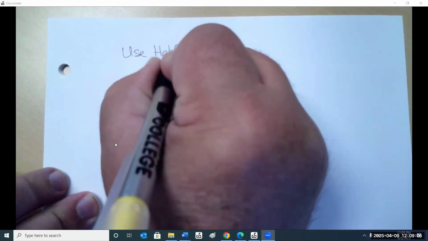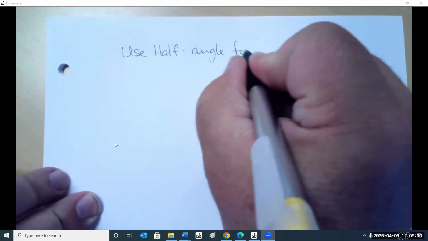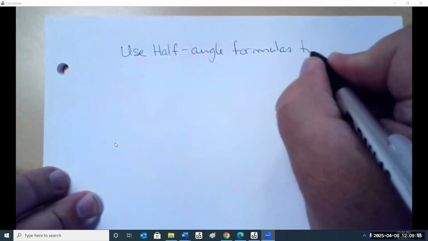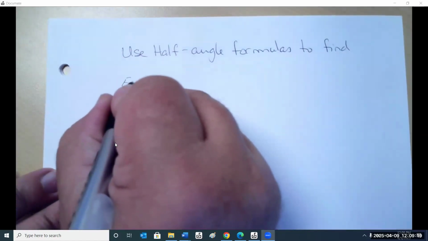Use half angle formulas to find exact values.